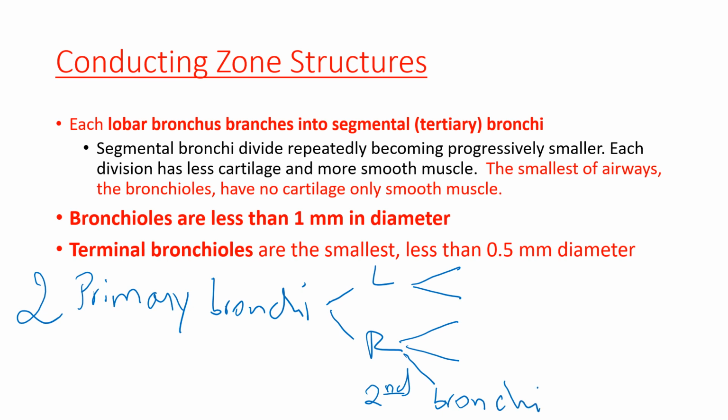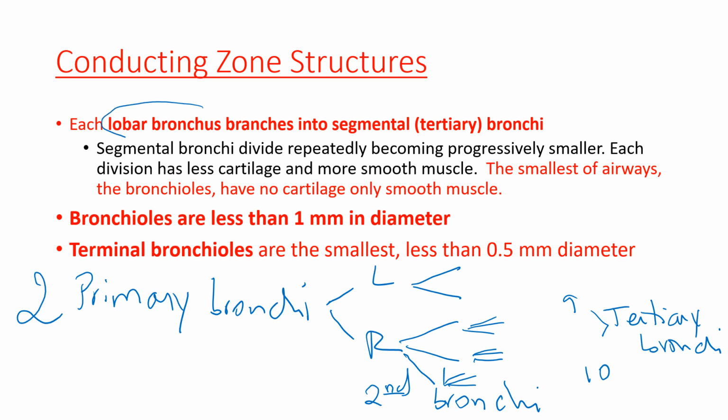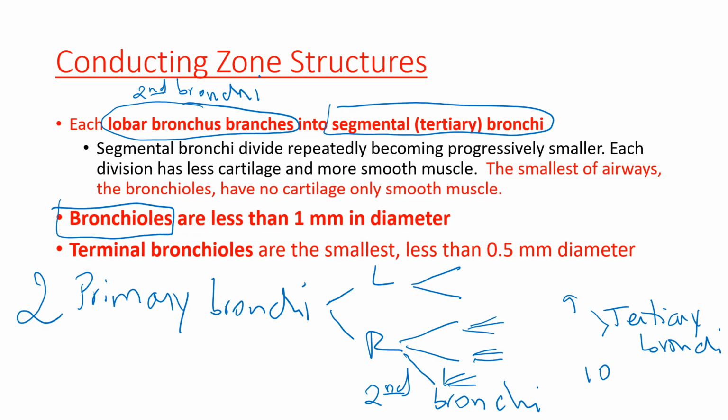And then there will be 9 subdivisions from there, actually 10 on the right side and 9 on the left, of tertiary bronchi. And the divisions will continue. So the lower bronchus is the secondary bronchus, which subdivides into the tertiary or segmental bronchi. From there will be continued divisions until we get to the smallest of tubes, which are the bronchioles.